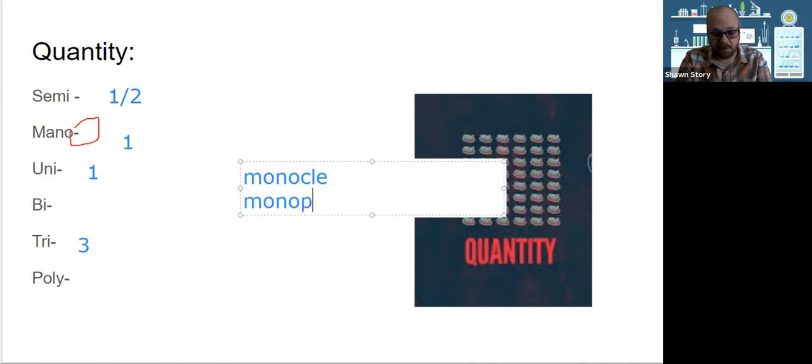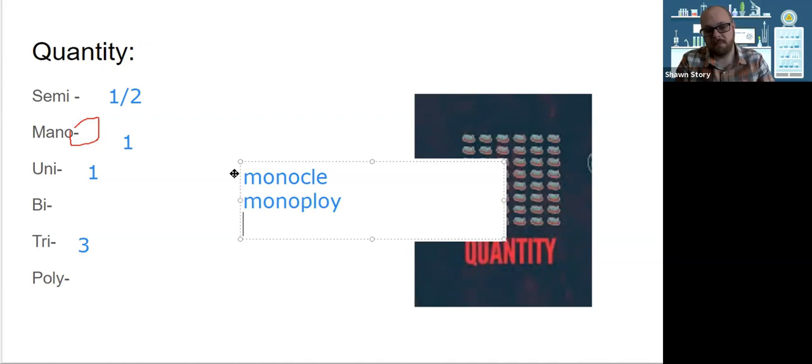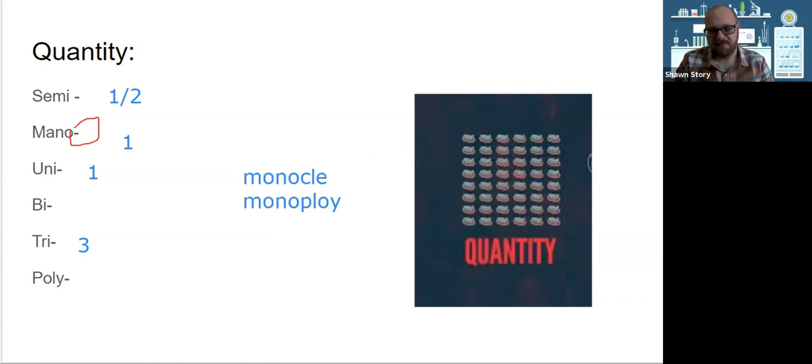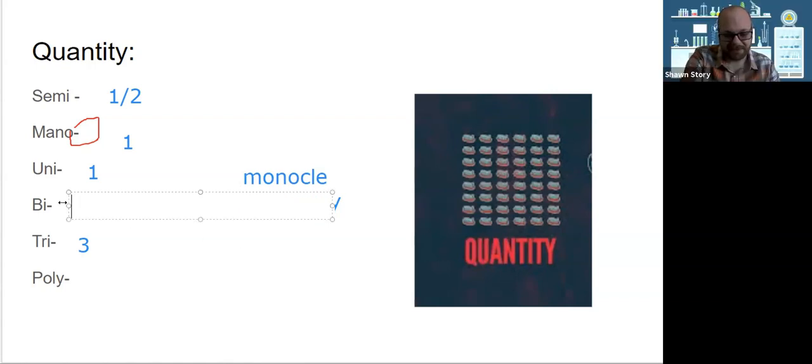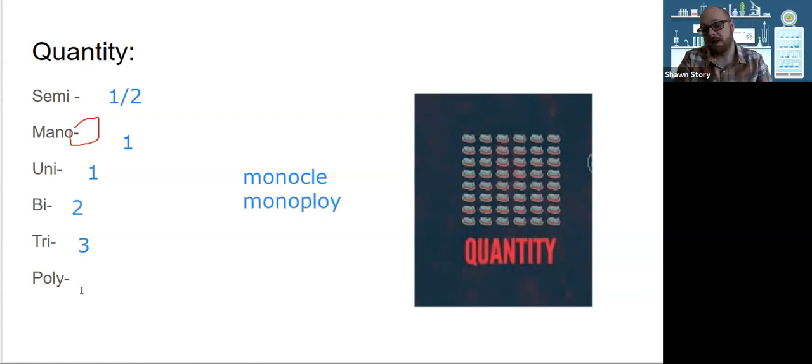Monopoly, when 1 company owns everything. Mono. Where's the monopoly? It doesn't look right anymore. My brain has stopped working. Monopoly. Bi means 2. Bicycle.